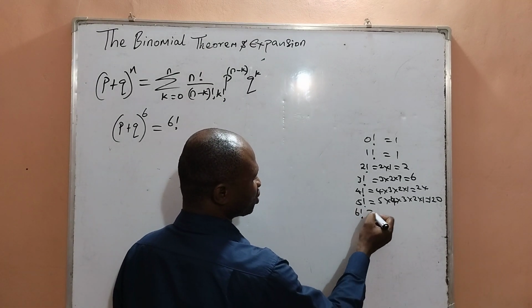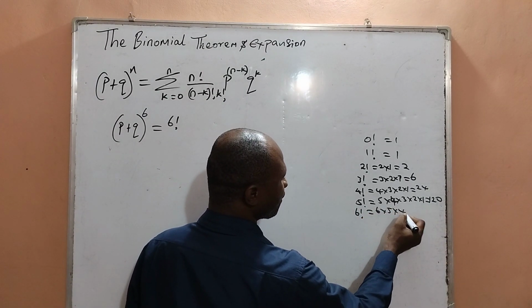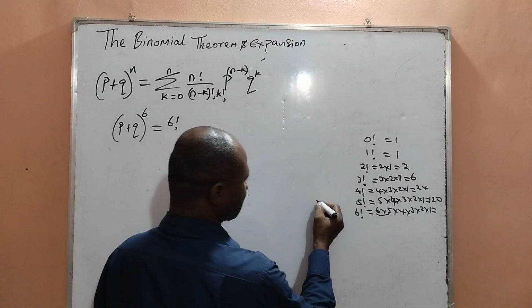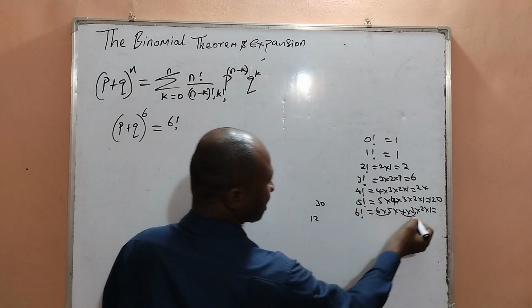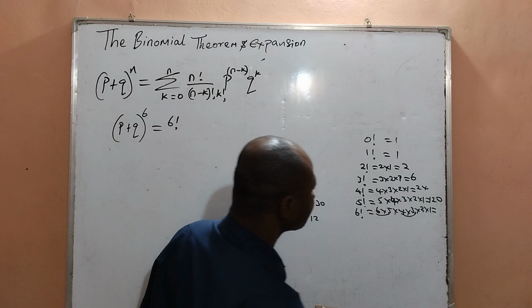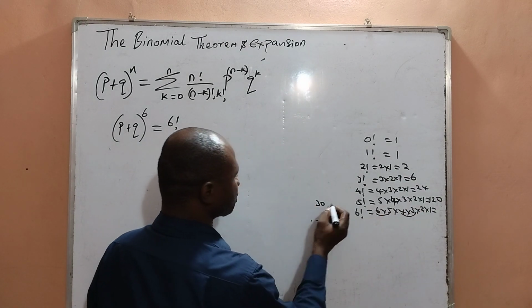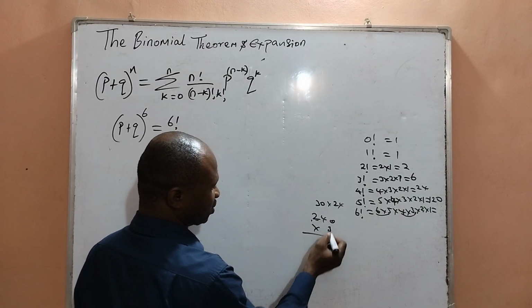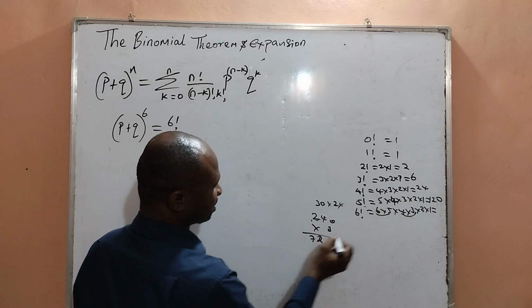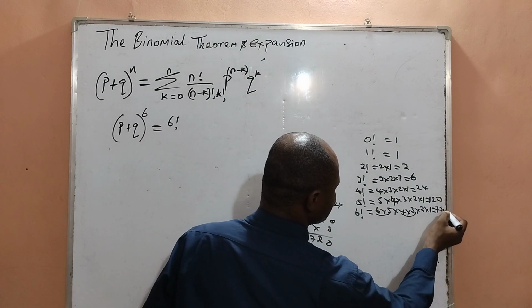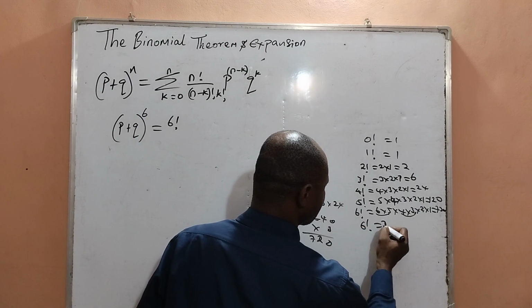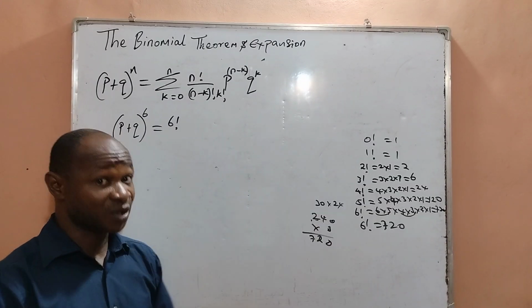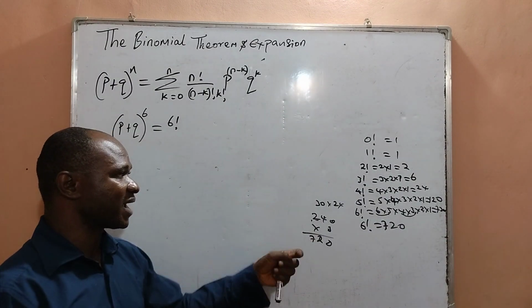Okay, 6 factorial is going to be 6 multiplied by 5, multiplied by 4, multiplied by 3, multiplied by 2, multiplied by 1. This and this is 30, this and this is 12, and 4 times 3 is 12, times 2 is 24. So I have 30 times 24, which is 720. 6 factorial is equal to 720. Alright, so this is how we can expand the factorials, just a kind of reminder of the meaning of factorials.